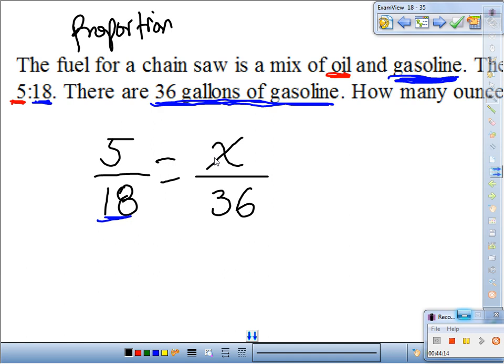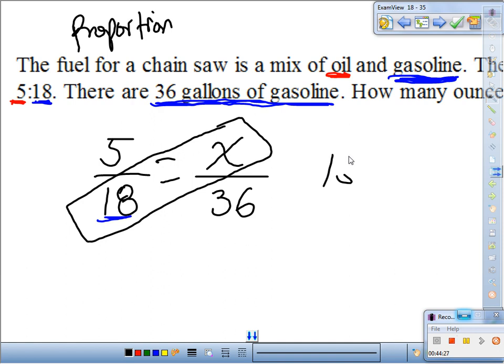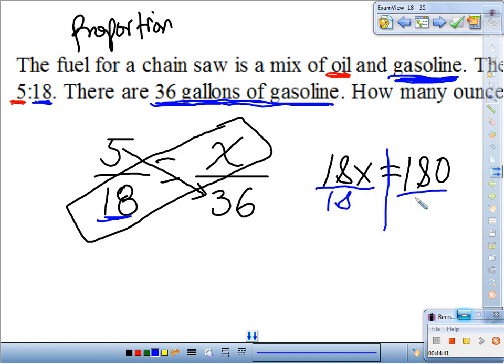Now that I have a proportion, what do I use? Cross multiply. So I'm going to start with the X. This times that. What is X times 18? 18X equals. Now I go to this one. What is 5 times 36? That's 180. Do we know how to solve that? Yes. Line down the equal sign, divide by 18, divide by 18, X equals 10.